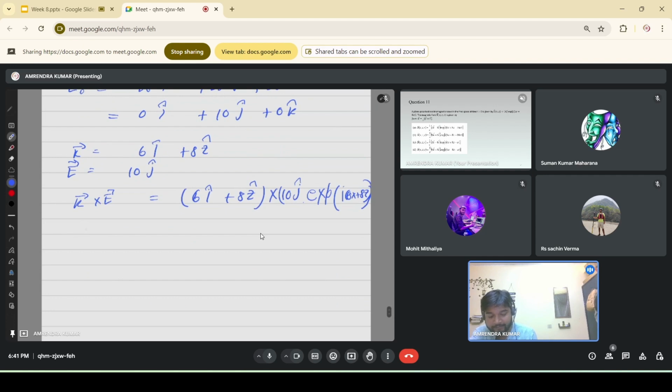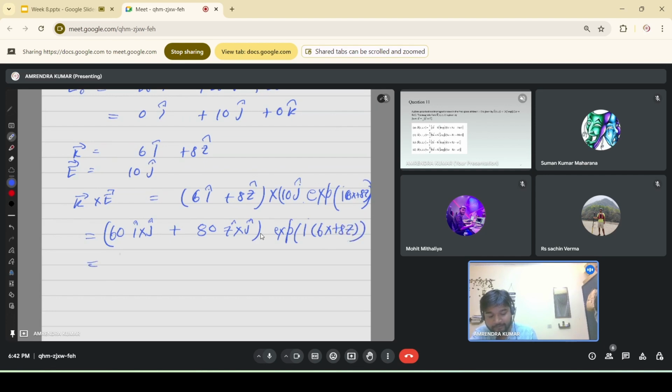We can calculate this. So we have 6 i cross 10 j: 6 into 10 is 60, i cross j, plus 8 into 10, it's 80, j cross j, times exponential of i(6x plus 8y).